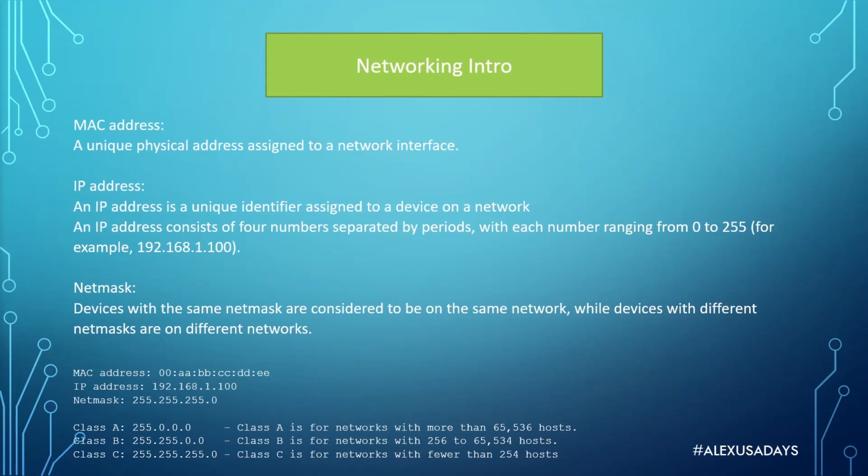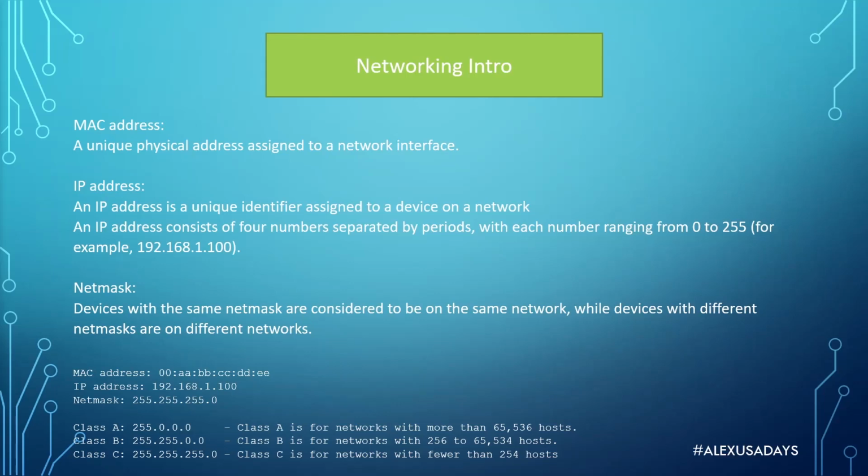On top of the MAC address, there's an IP address, and an IP address is a unique identifier assigned to a device on the network. So one device on the network has to have an IP address so other devices can talk to it. An IP address consists of 4 numbers separated by periods, with each number ranging from 0 to 255, for example, 192.168.1.100. And then there's the netmask.